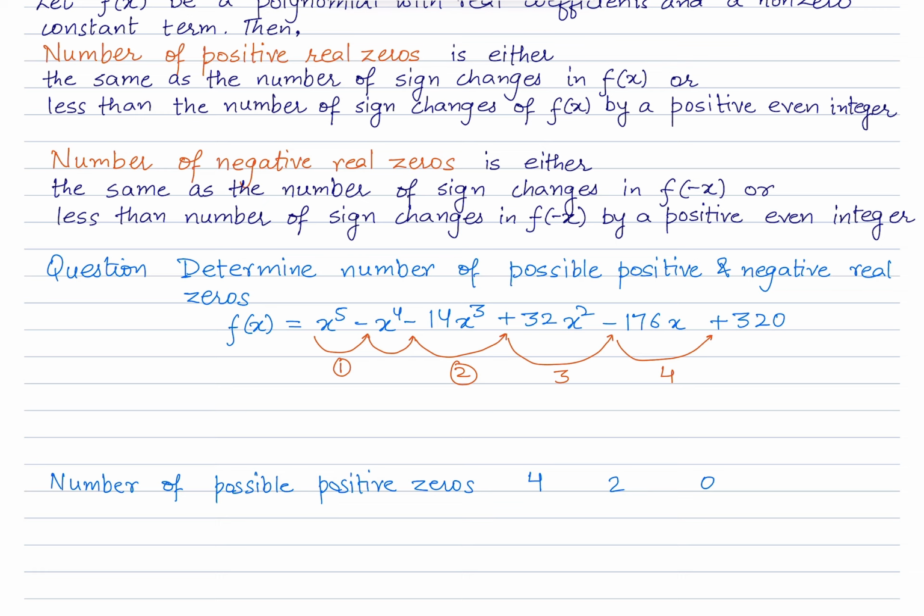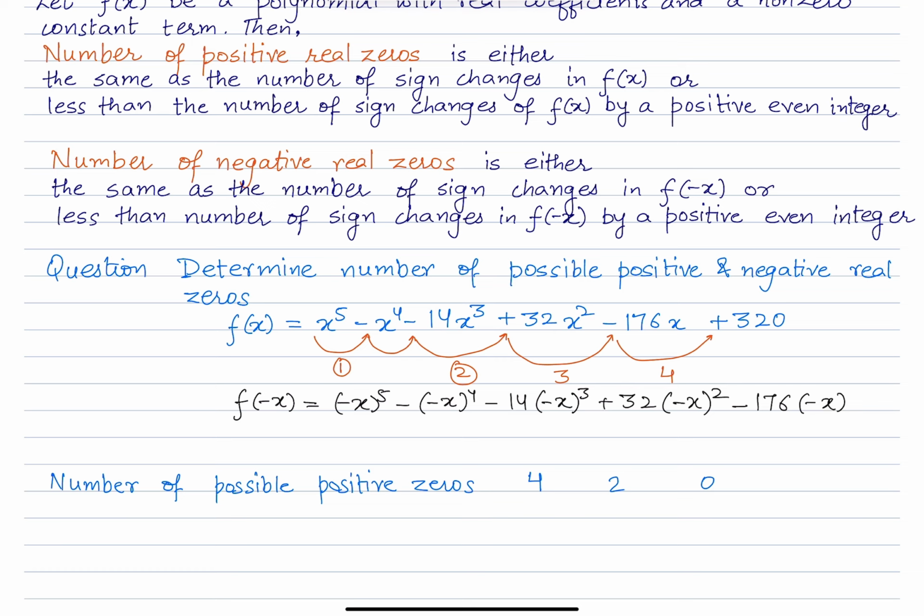Similarly, you will check the sign changes for f(-x). So in place of x, we are substituting negative x. Wherever I see x, I am substituting negative x, which gives us negative x to the power 5, x to the power 4, negative times negative is positive, x cube, plus 32x, negative times negative is positive, plus 320.